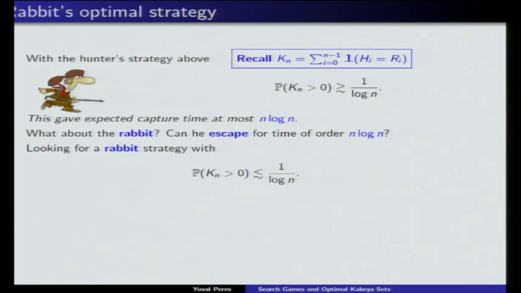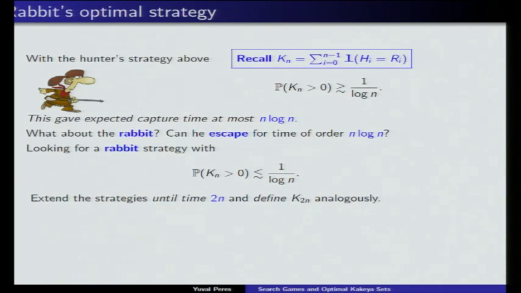So it turns out that the rabbit does have a strategy, at most 1 over log n. We haven't yet defined the strategy, but once we define it, the way we're going to bound the probability of collision in n steps is by extending the strategy to 2n steps and bounding this probability by the ratio of these expectations. So clearly, the expectation of the number of collisions in 2n steps is at least the probability of colliding in the first n times this conditional expectation. So rewriting, we get this inequality.